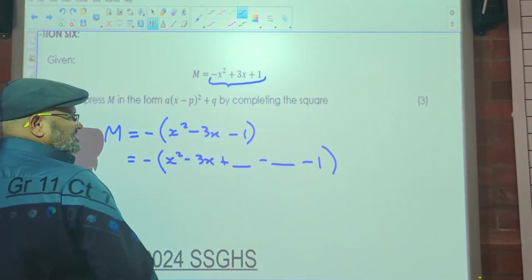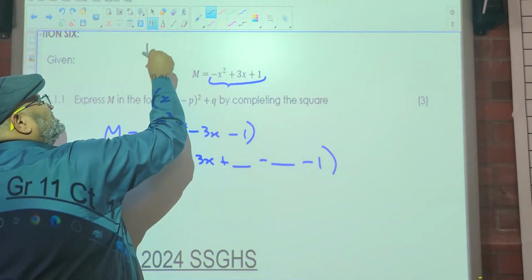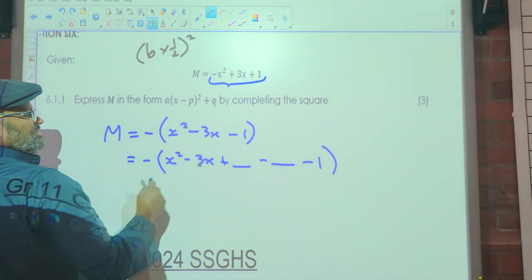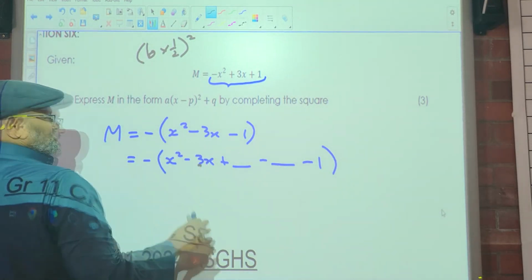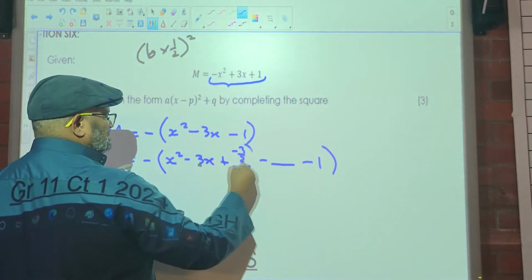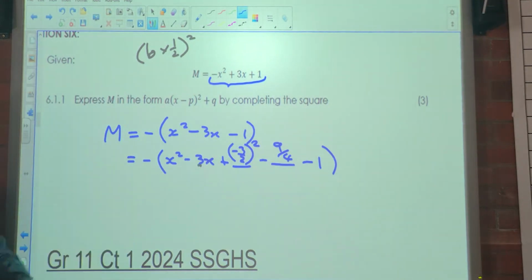And what is the number in this case? It's going to be b times half, and it must be squared. And what's your b value here? Negative 3. So negative 3 times half is negative 3 over 2, and it must be squared, which is 9 over 4. Or you could have just dropped the negative there, knowing that it's going to be squared anyway.